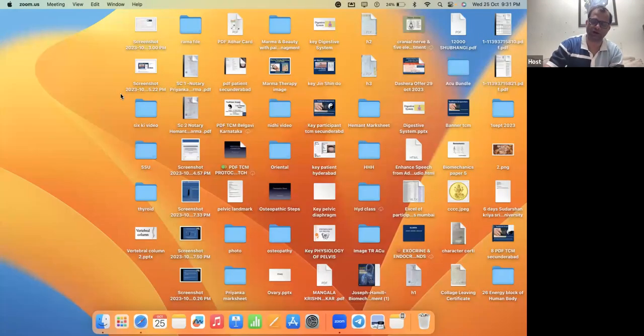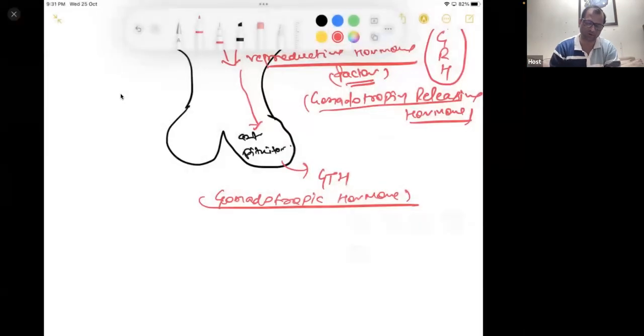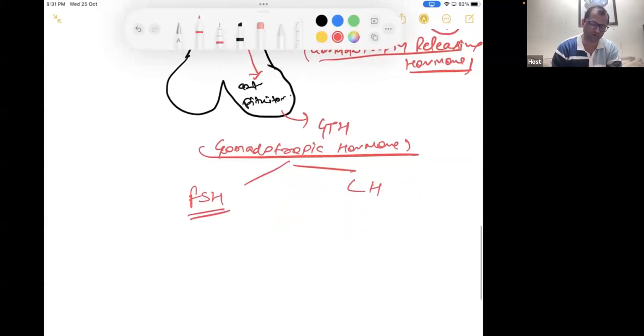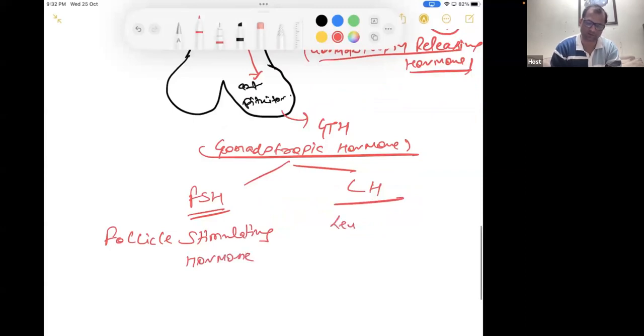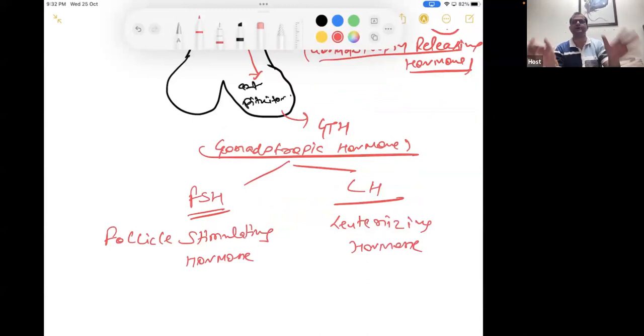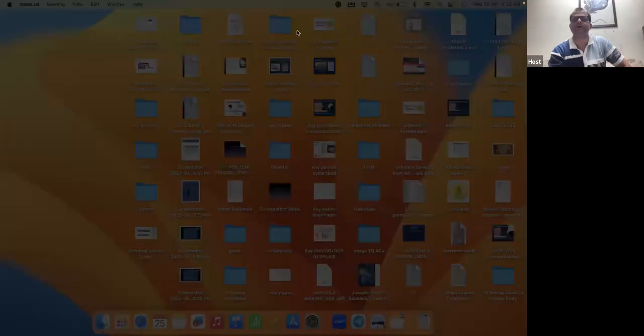So the name of two different type of the GTH are number one FSH and number two LH. The meaning of FSH is follicle stimulating hormone, and the meaning of LH is luteinizing hormone. ये दो हार्मोन बनाना है, बस पिट्यूटरी ग्लैंड तुम्हारा इतना काम है, अगर तुमने इतना काम कर दिया then over, done. So pituitary gland can't make hormone without the command of hypothalamus.